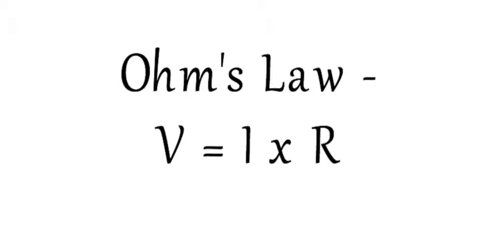Resistance can be related to current and voltage through this relationship called Ohm's law. Voltage is equal to the current times the resistance. When solving for resistance, it can be rearranged as resistance is equal to voltage divided by current.